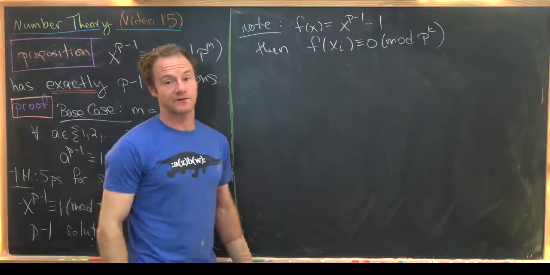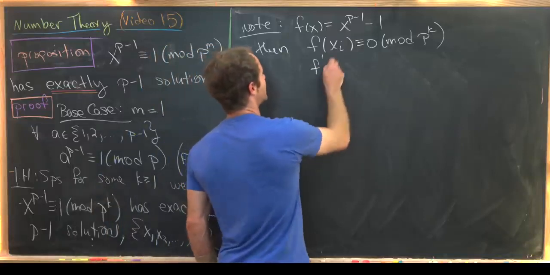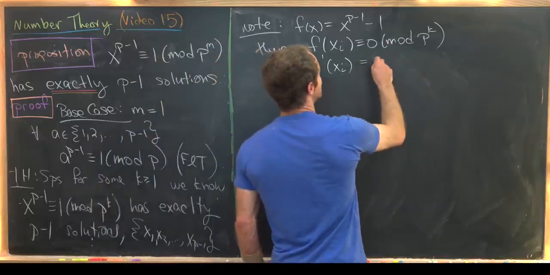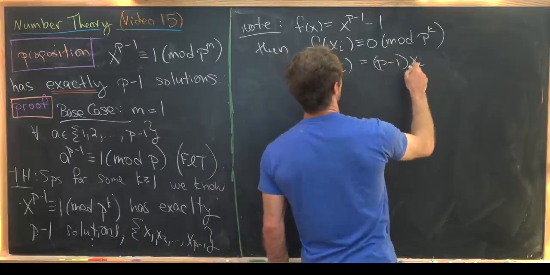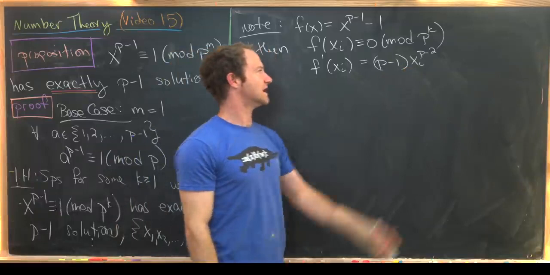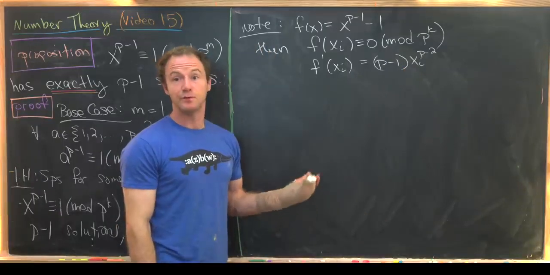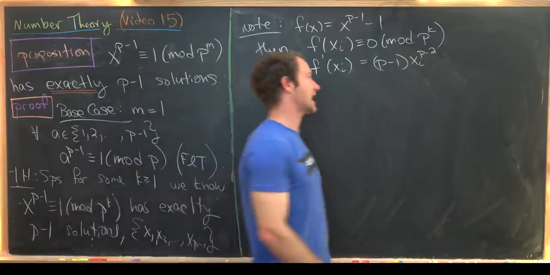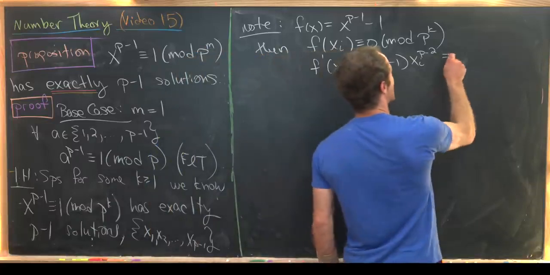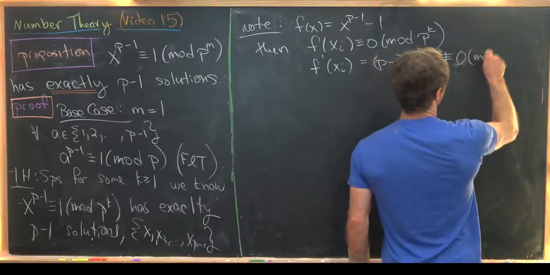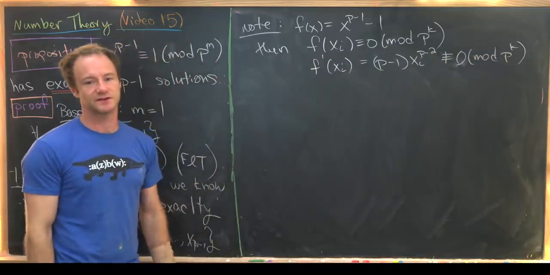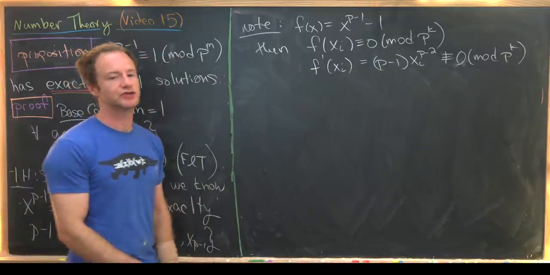That essentially comes for free from our induction hypothesis. And then f prime evaluated at xi is equal to p minus 1 times xi to the p minus 2. But let's notice that both of these numbers are relatively prime to p, and thus relatively prime to p to the k, which means when we take their product, it'll still be relatively prime to p to the k, and thus it's impossible for it to be congruent to 0 mod p to the k. So those are the 1, 2 hypotheses of Hensel's lemma. And now we can invoke the conclusion of Hensel's lemma.